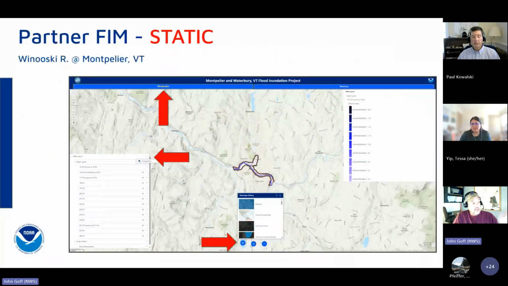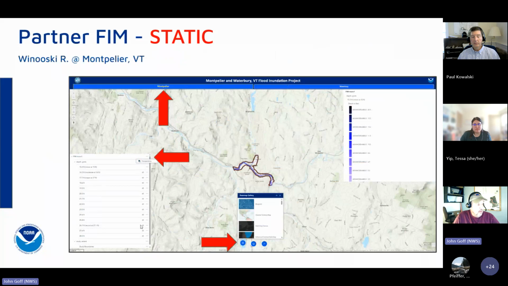So this is what the interface looks like once you click on that. So you have 2 tabs at the top, Waterbury and Montpelier. Doesn't matter which gauge you go to, it'll take you to the same page. And then you click here for transparency, and then you just turn off your levels.